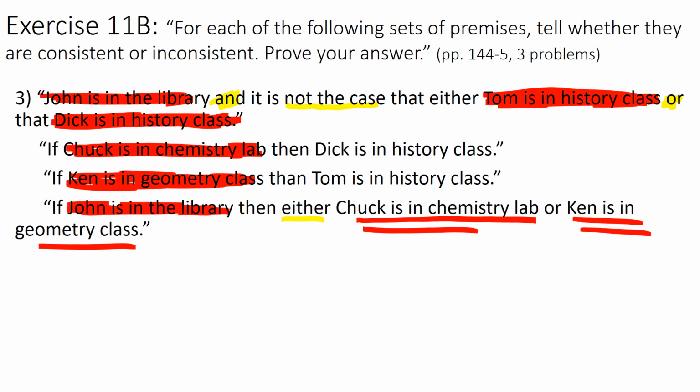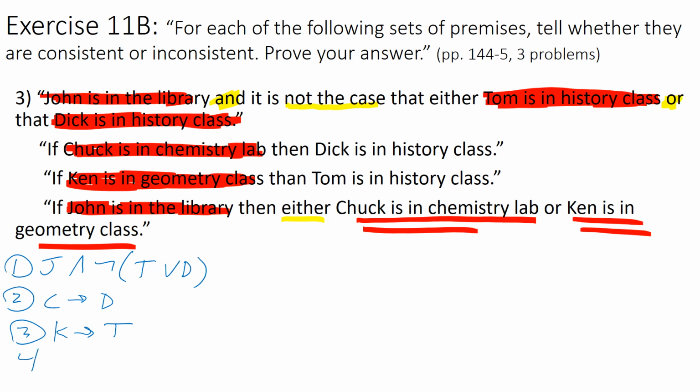Let's write this out in symbolic notation. So our first premise would be what? J and not parentheses T or D. The second premise would be if C, then D. The third premise would be if K, then T. Our fourth premise would be if J, then C or K. So these are our premises. And let's derive a contradiction based on those premises.